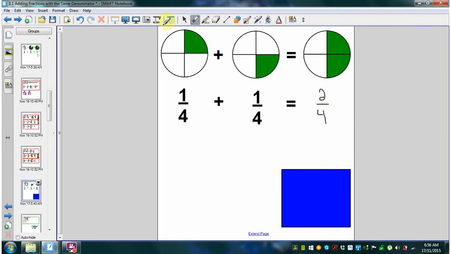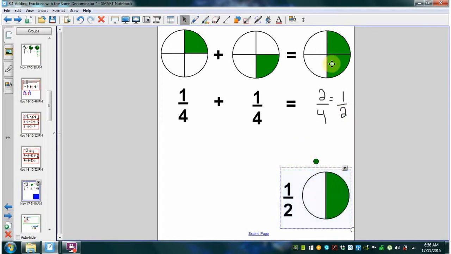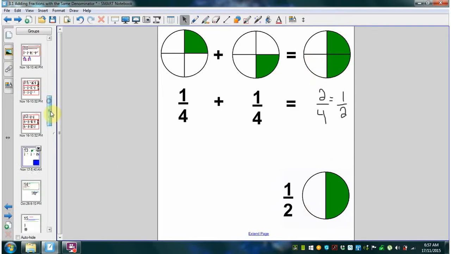Good. Well, we can also see that this can be simplified. Correct? This is equal to 2. You can say 2 divided by 2 equals 1. And 4 divided by 2 equals a half. So if we were to look at that, we see that that's correct because the shaded area is the same. Okay, so that's just a little visual representation of how you simplify.